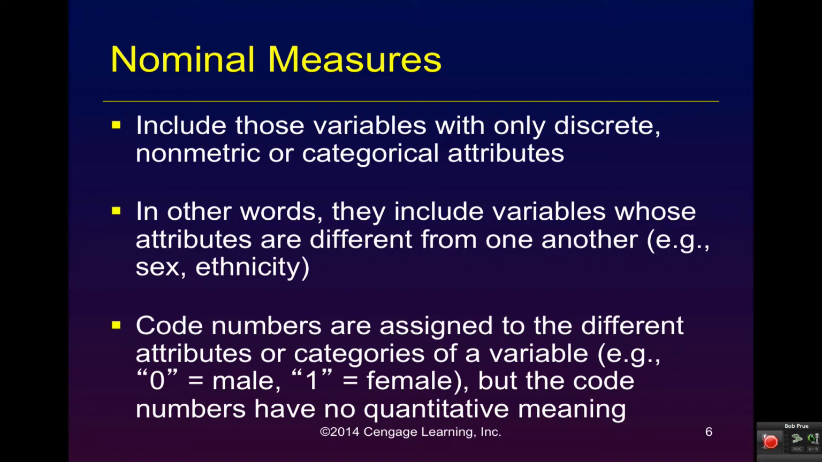Nominal measures. Oftentimes in the literature you will see a nominal measure described as either discrete variables or discrete measures, categorical variables. The important element of a nominal measure is that the attributes need to be mutually exclusive.